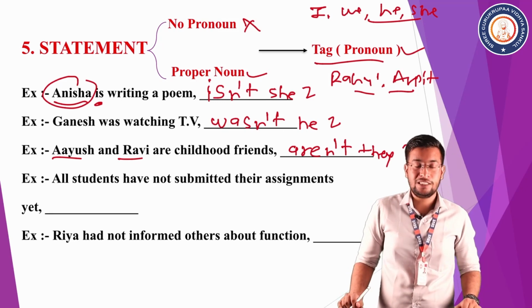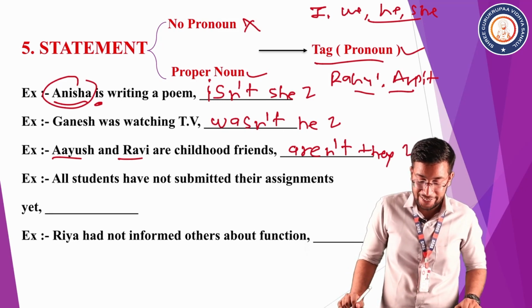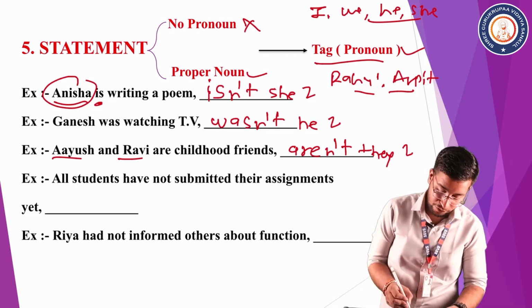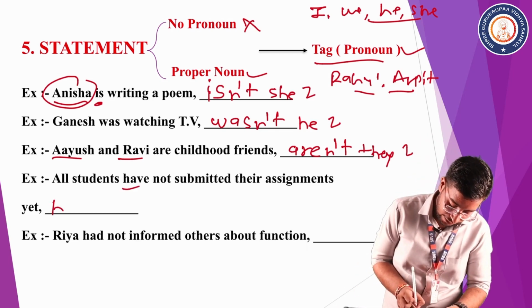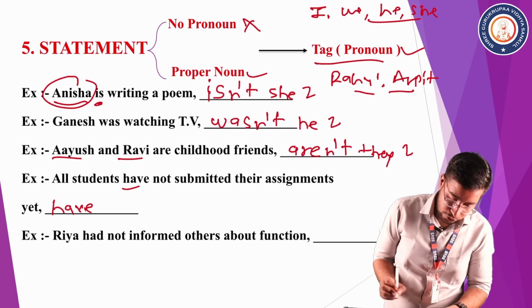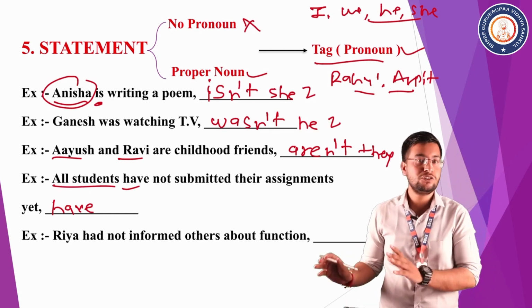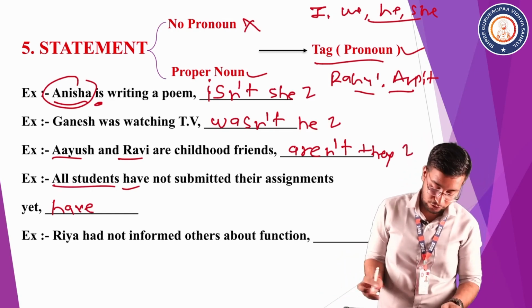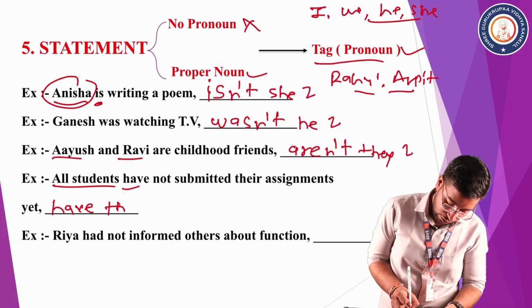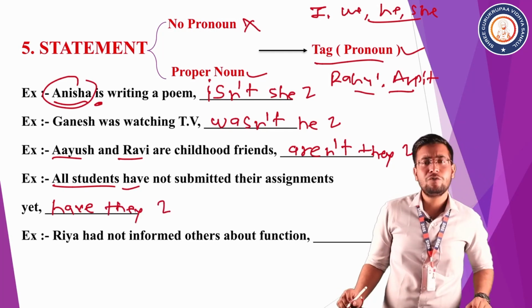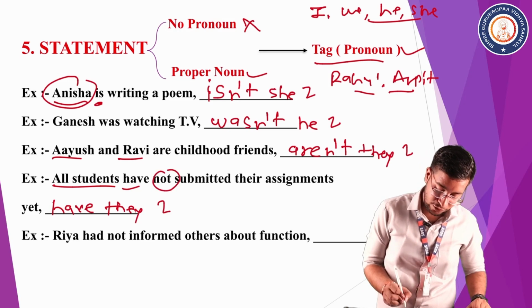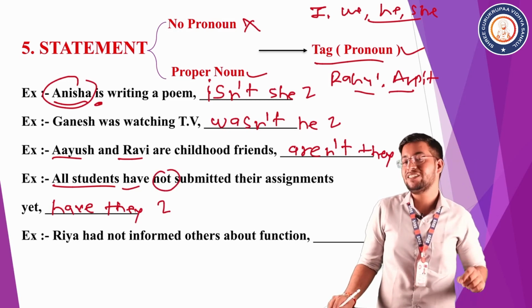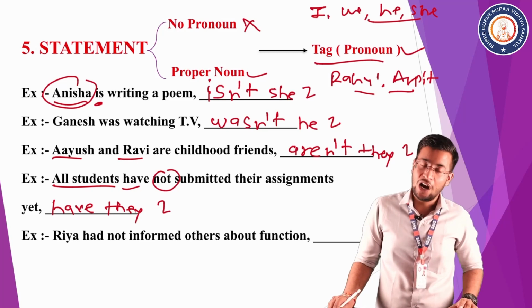Let's look at another example. All students have not submitted their assignments. So what is the helping verb here? Yes, have is our helping verb. And for all students, we can't write have all students. We have to use the pronoun. So it will become have they. It won't become haven't. Why? Because not is already in the statement. It is a negative sentence, so negative will become affirmative.